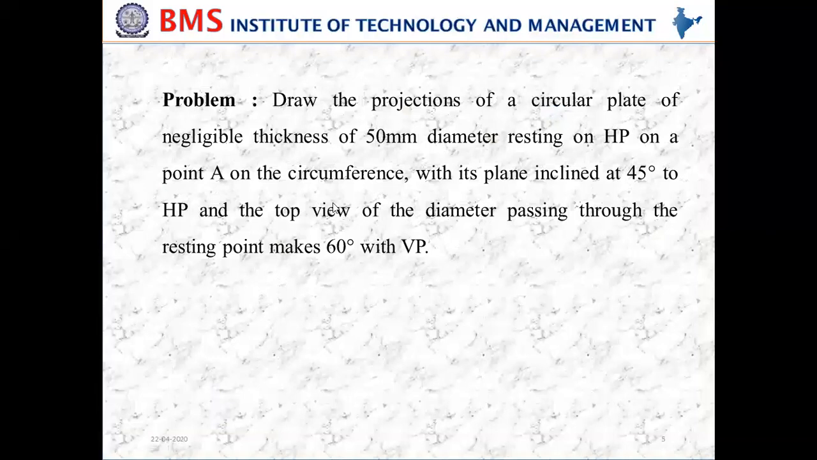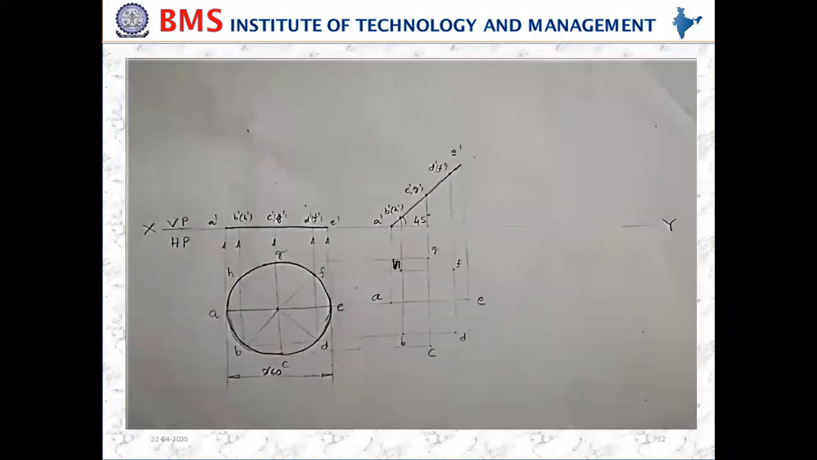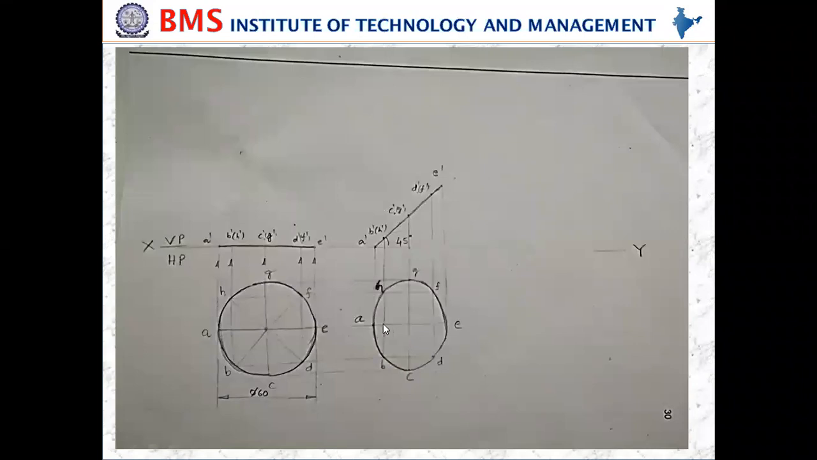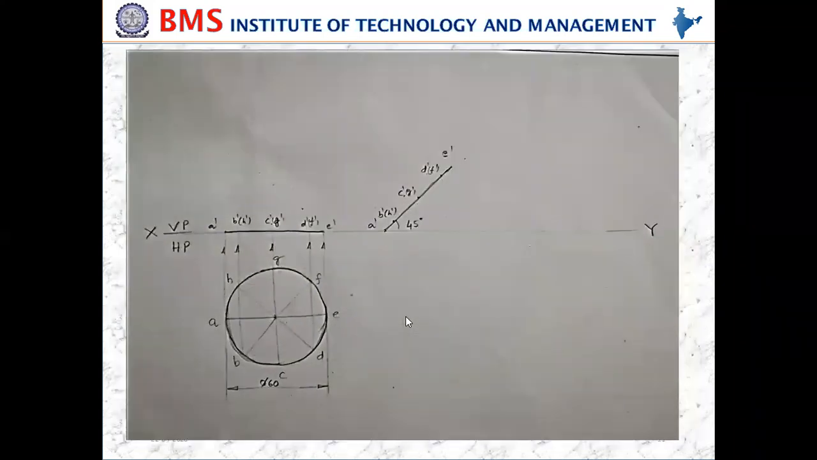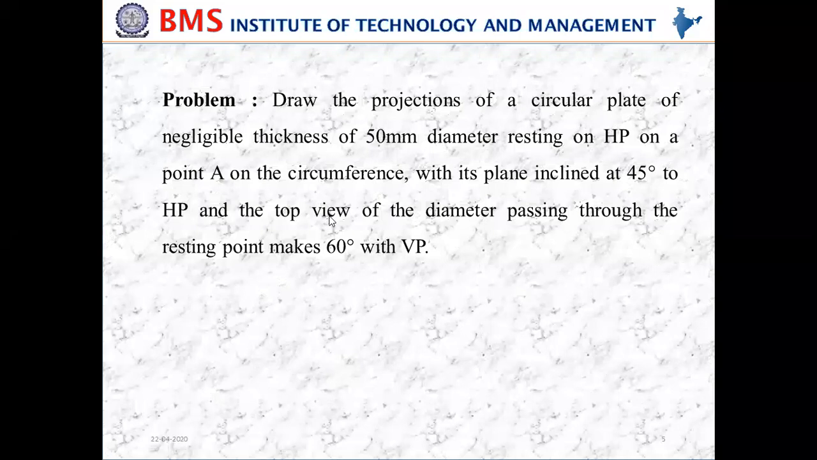Say for example, sometimes front view of the diameter will be given. So in that case, it is nothing but the appears to be diameter to be taken for consideration. So here top view of the diameter is nothing but the second position top view, through which it is resting. So that is AE. He has mentioned that the top view of the diameter passing through the resting point makes 60 degrees with VP.